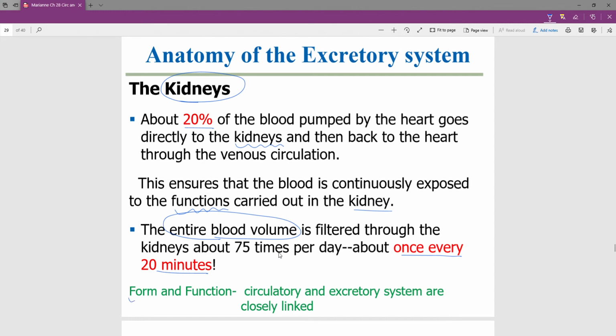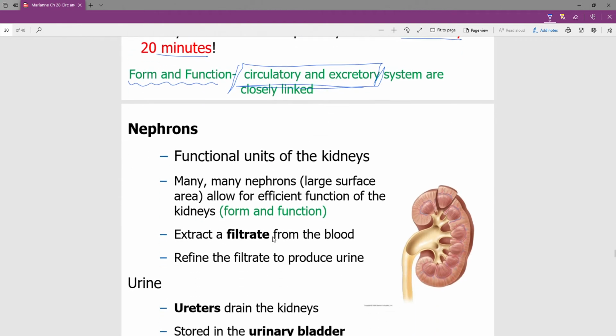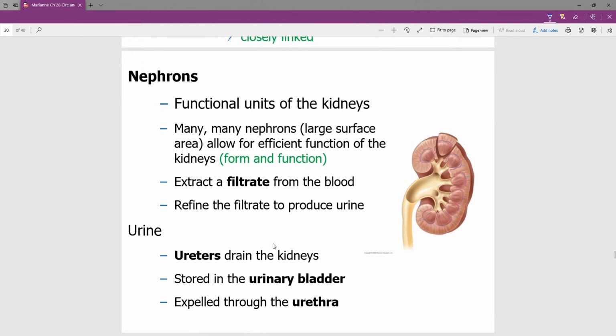The form and function here, I put a little note. Again, we've got a close connection between your circulatory and excretory systems, maybe why they cram both of these into the same chapter. Within your kidneys, the key thing we're going to talk about are nephrons. Nephrons are tiny little tubes within the kidneys that are the functional units of the kidneys. They're really the key anatomy that allows for the functioning of your kidneys. We've got many, many nephrons providing a large surface area for efficient function of the kidneys.